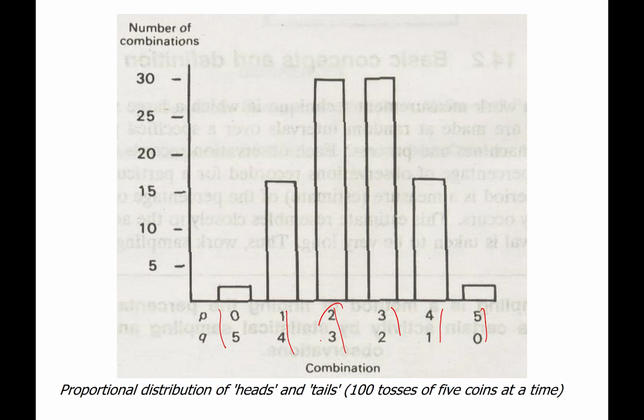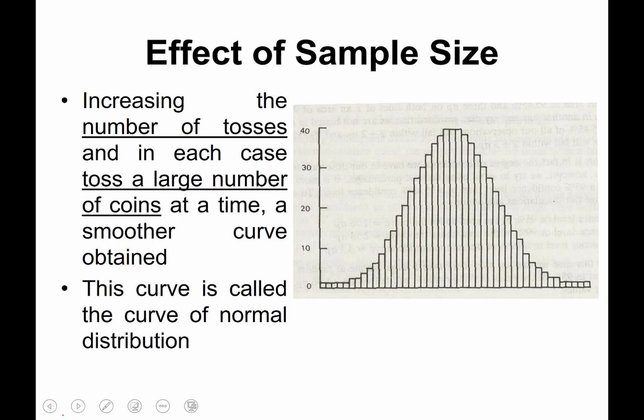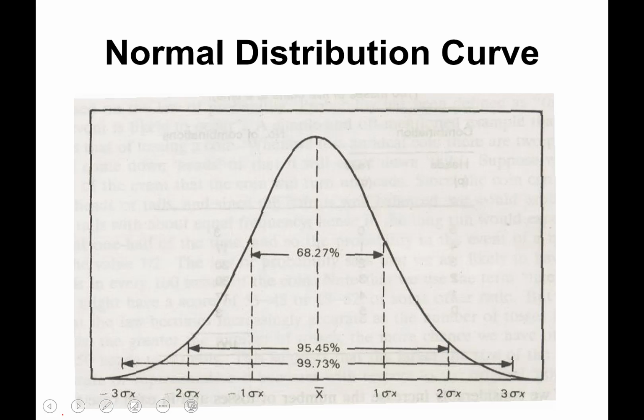And here the maximum tendency is to have a combination of 3-2 or 2-3 of the tossed coins. This is the number of combinations that are received maximum here. And when the number of tosses is increased significantly, we find that our curve is much smoother. So this curve is called the normal distribution.